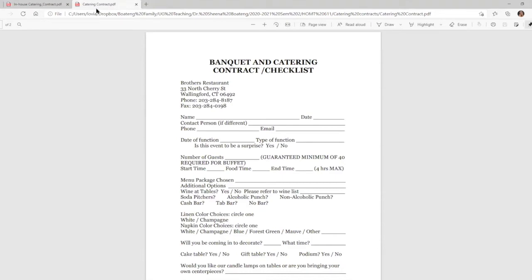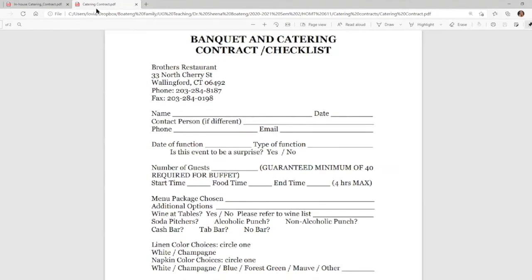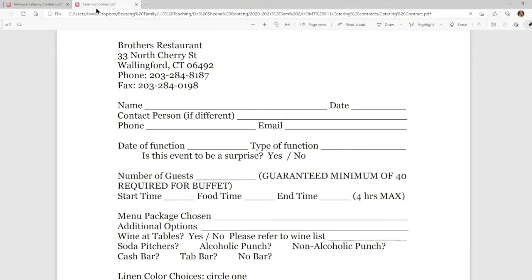So this one is an independent food contractor or food caterer for an event, and this is their catering contract. So they start by asking the name of the person, the date, the contact person, if it is different from the name of the person who is contracting them, and then the phone number and email of this contact person. Then the date of the function and the type of function it is. And they even go ahead to ask whether it is a surprise function or not. Because if it is a surprise function, like a surprise party, there's a way they will have to handle it, as against it not being a surprise function.